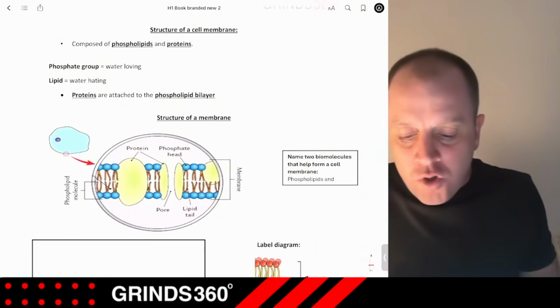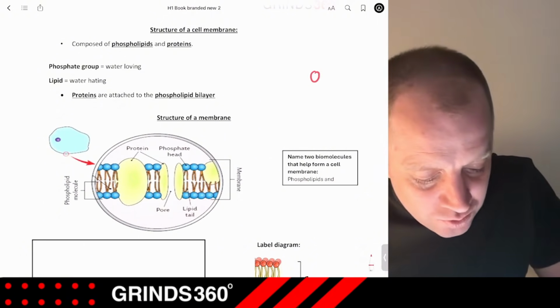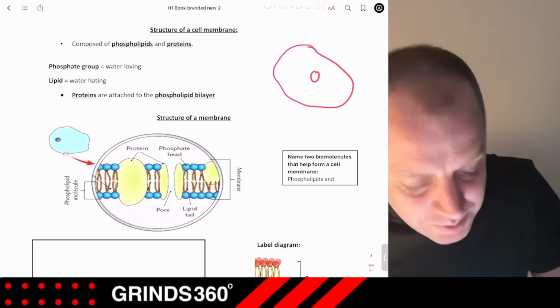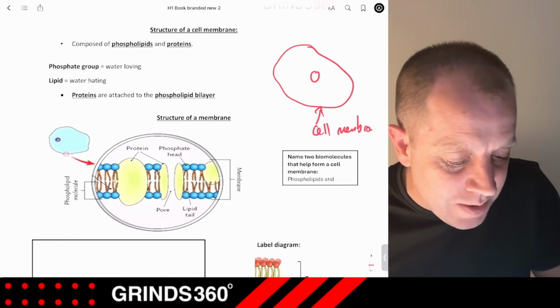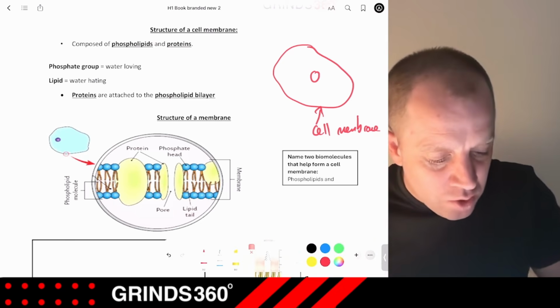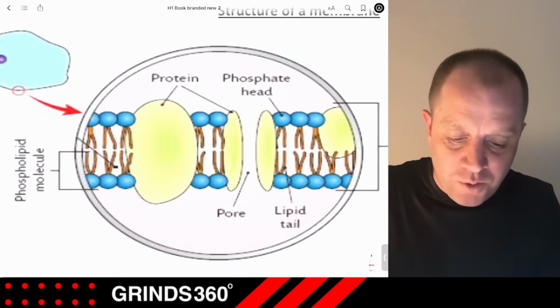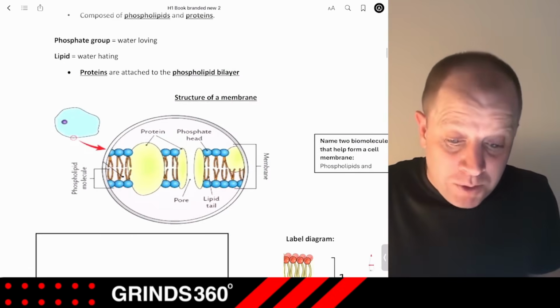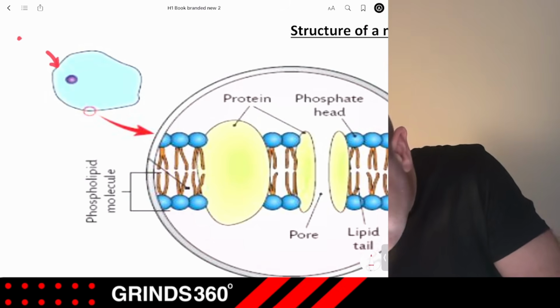But now let's go back up and look at what a cell membrane actually consists of. Now, if you're asked to draw a cell membrane, they're not asking you to draw a nucleus and a cell membrane like that. What they want you to draw when they're asking you to draw a cell membrane, viewed under an electron microscope, is this. Because what we're looking at here, look at this, everybody. There is the cell membrane of an animal cell.